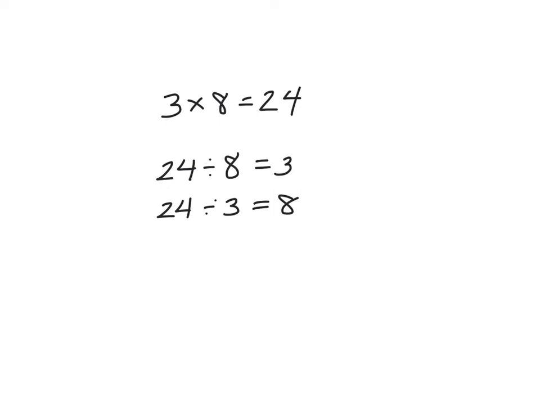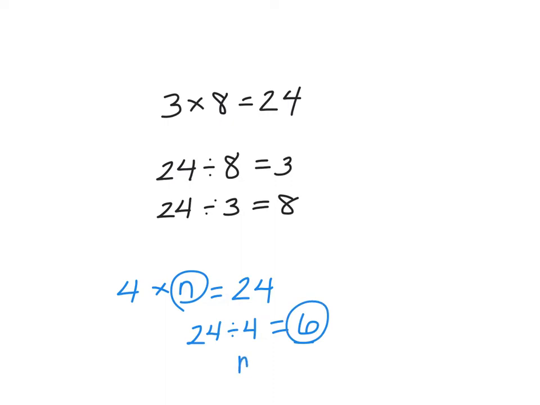So, how would we be able to use division to find the unknown factor in 4 times n, n being the unknown factor, equals 24? Pause this video and turn and talk to your partner. Well, if we wanted to find out what the unknown factor was, all we would have to do is divide 24 by 4. And that would give us 6. So n, the unknown factor, would be 6, because 4 times 6 equals 24.